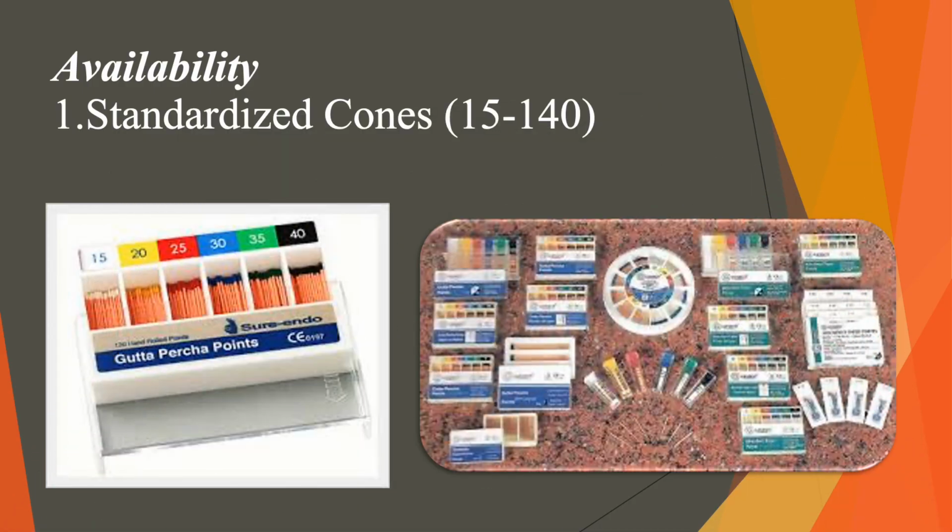Gutta-percha is present in standard cones, like the ISO standardization of the files. There are two types: assorted and non-assorted. In this picture, this is assorted, from size 15 to 40, like the sizes of the files. This is the standardized cone. The gutta-percha is present in sizes 15 till 140, the same.